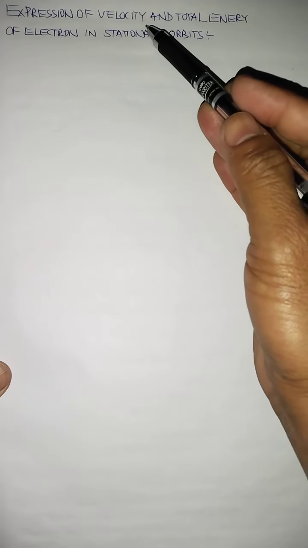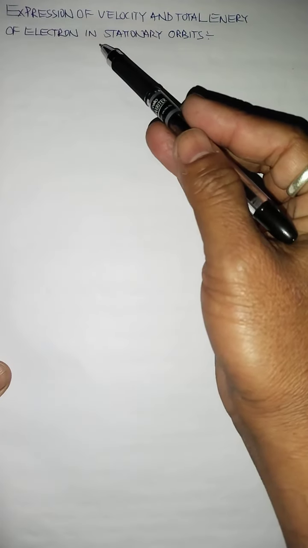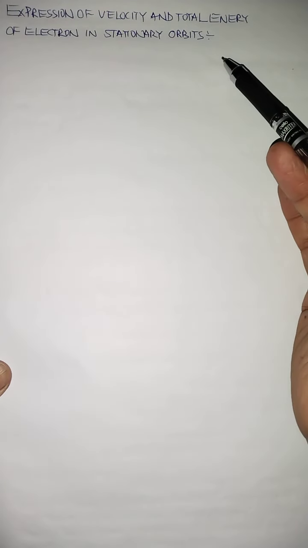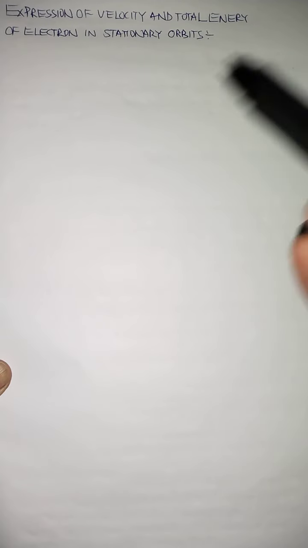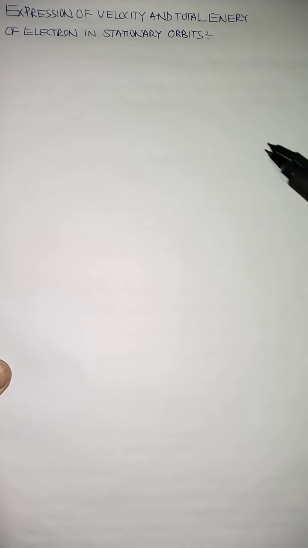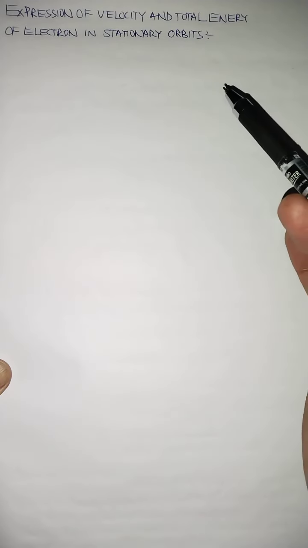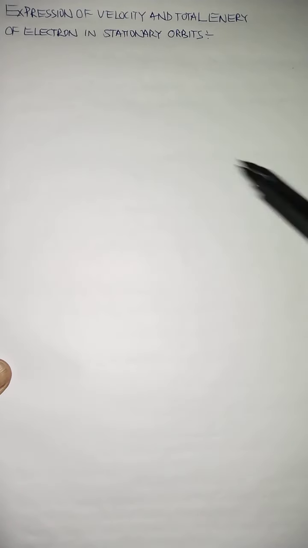Now we measure the expression of velocity and the total energy of electron in stationary orbit. Okay, that means we are again still in the topic called Bohr's theory of hydrogen and hydrogen-like atoms. In the last YouTube video, we derived an expression of radius of the different orbits of an electron revolving around the nucleus. Now, when electrons are revolving, definitely they acquire a velocity, and that velocity is also different for different orbits.